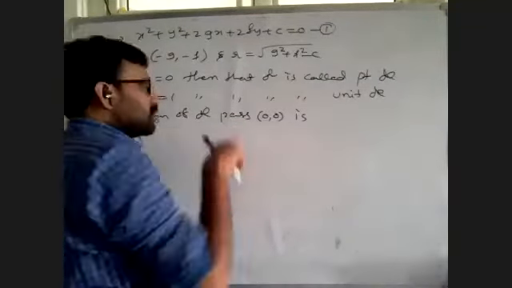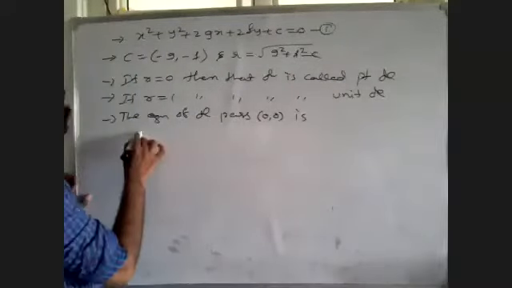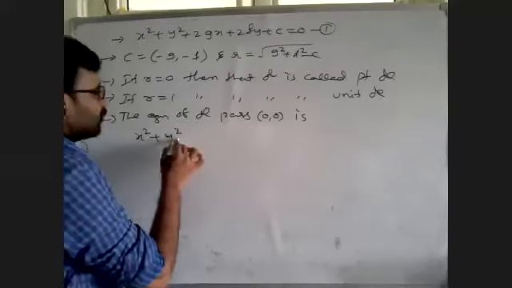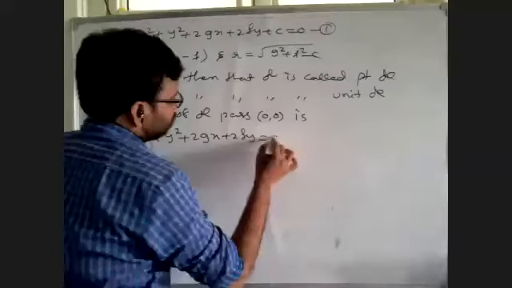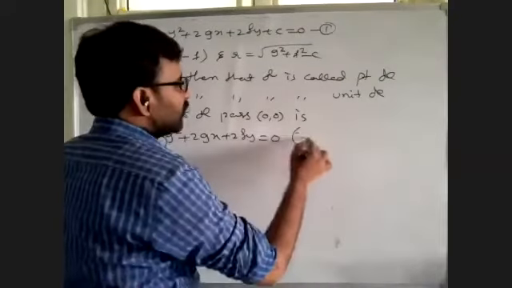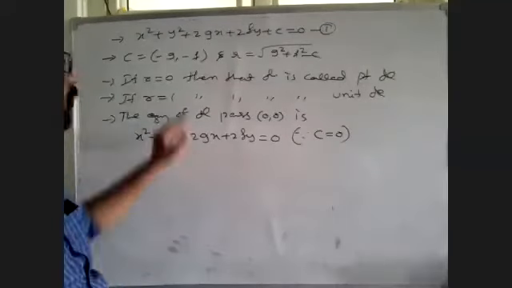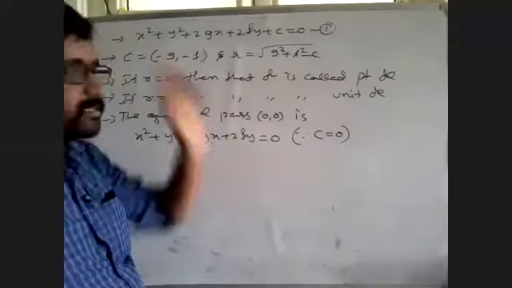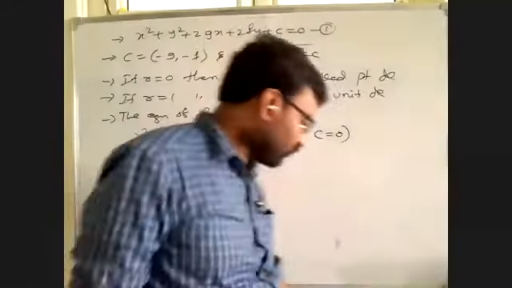That's why the equation of the circle passing through 0 comma 0 should be in the form of x square plus y square plus 2gx plus 2fy is equal to 0. Why? Because c value is 0. Since this is a circle passing through 0 comma 0, c is clearly 0. C will be eliminated. That's why the remaining equation is x square plus y square plus 2gx plus 2fy is equal to 0.